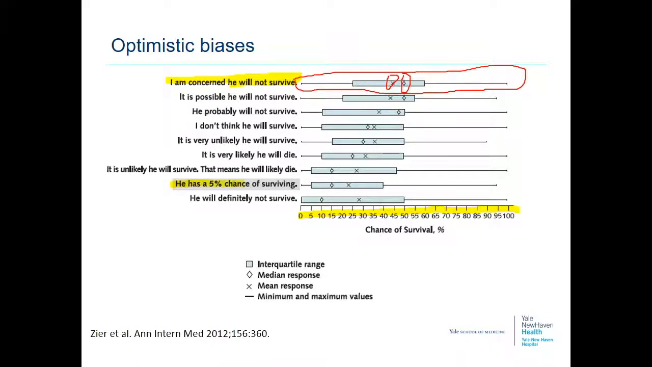For example, "He has a 5% chance of surviving," or even "He will definitely not survive." You can see that the median response for the 5% statement was closer to 15%, and the median response for "He will definitely not survive" was 10%. What's perhaps even more noticeable is the range of different responses one could see for these statements, which is quite striking and really highlights the optimistic bias families might have in these situations when speaking with physicians.